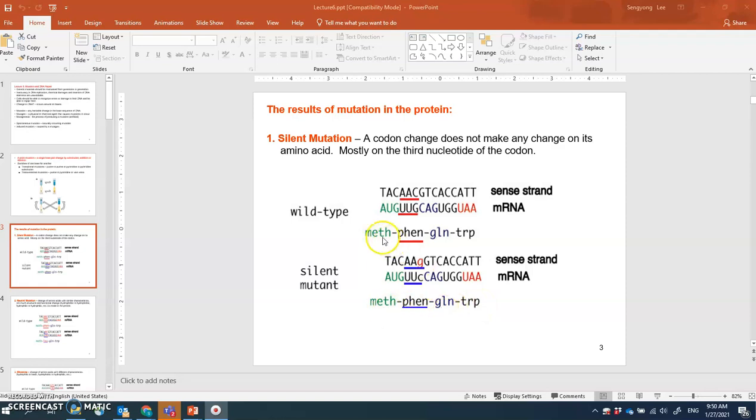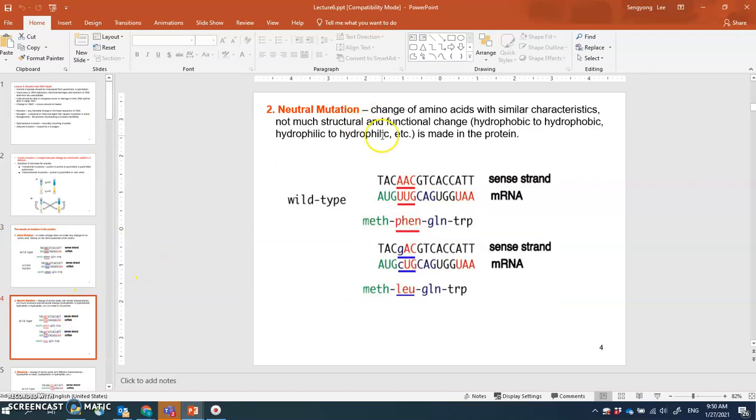Methionine, phenylalanine, glutamine, and tryptophan. There's no change in the amino acid sequence. If that is the result of a mutation, we call that a silent mutation. It's silent because there is no mutation effect at the protein level. Understand the definition of that. And the next one, we call a neutral mutation.